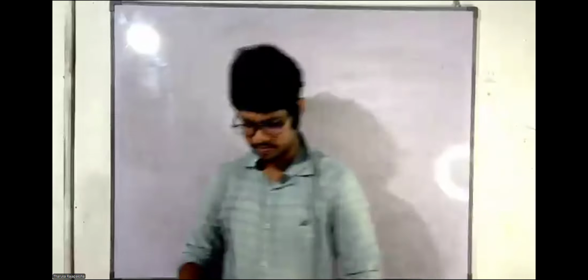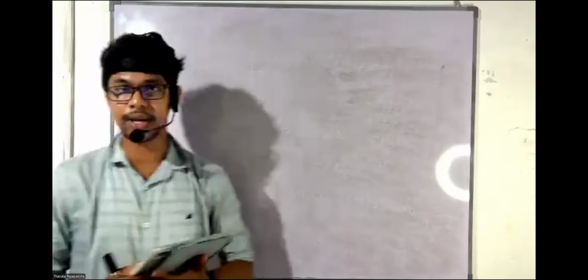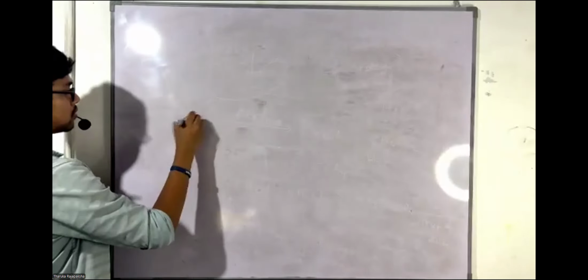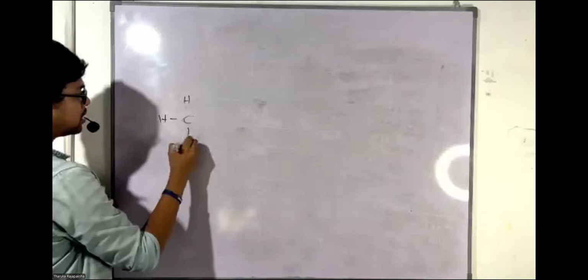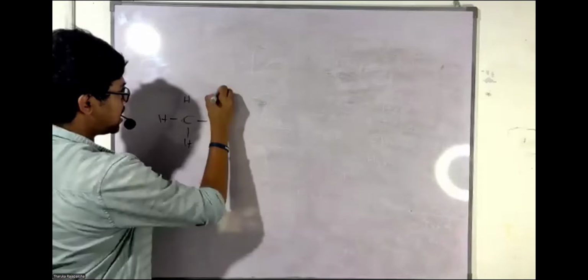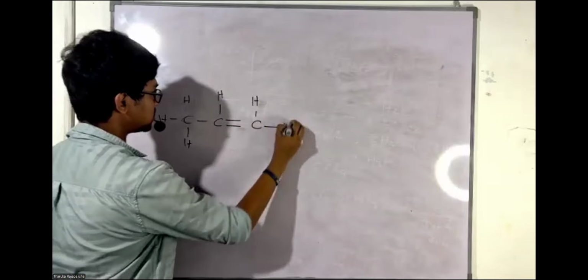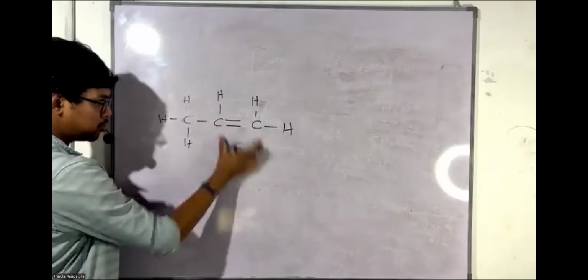Hurry, alkenes. Alkenes are hydrocarbons which contain a double bond between the carbon atoms. For example, CH3, CH, and you have a double bond here, and then another 2 hydrogens. When you put a double bond here, you have to remove two hydrogens.